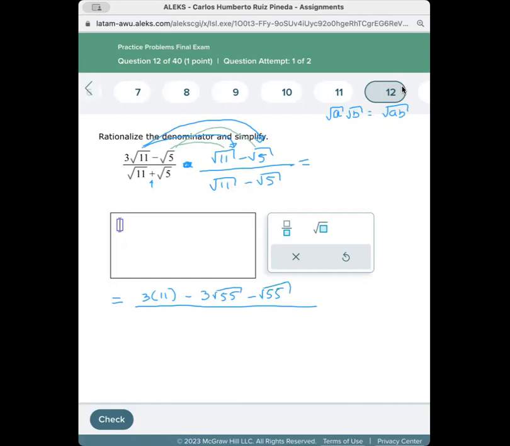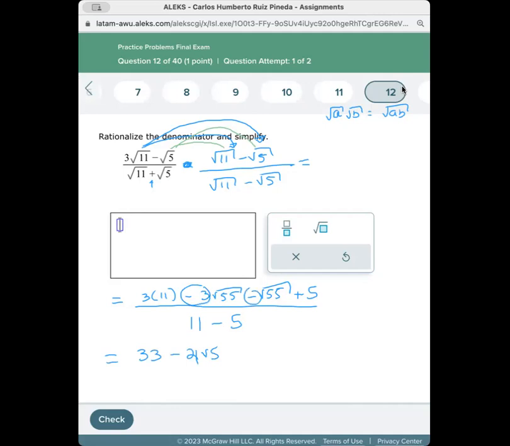Negative times negative, it's positive 5. And the denominator is easy. It's just the square root of 11 squared, which is 11, minus the square root of 5 squared, which is 5. So we get 3 times 11, 33. Negative 3 square root of 55 minus 1 square root of 55 is negative 2 square root of 55. Oh, sorry, negative 4, because these are both negative. So we get negative 4.